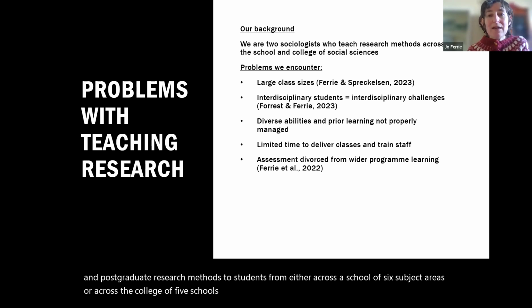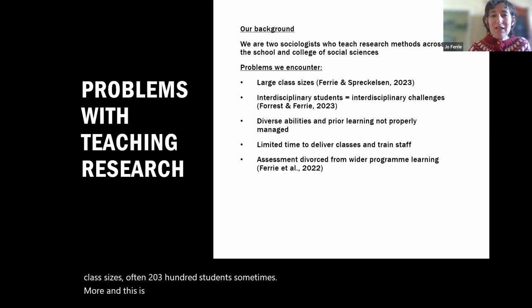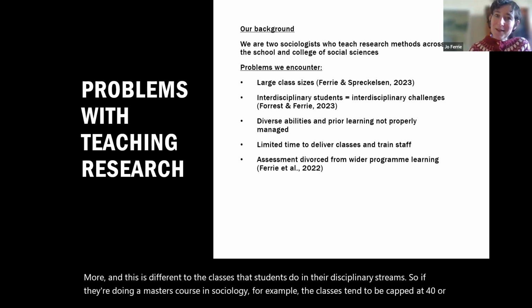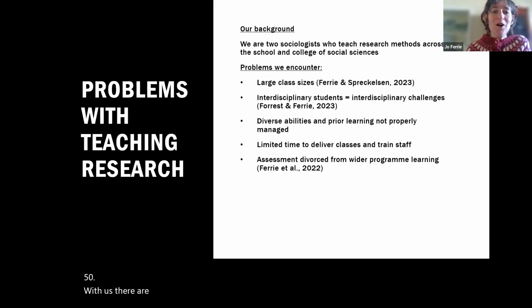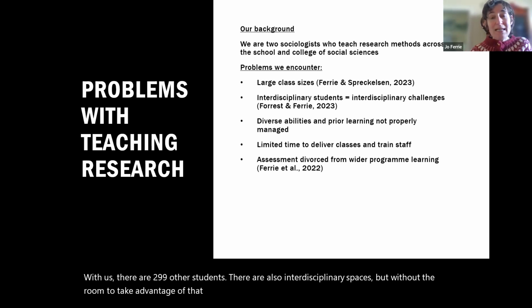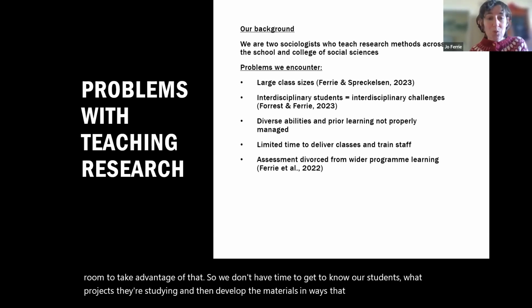In terms of the problems we encounter, we have very large class sizes, often 200, 300 students, sometimes more. And this is different to the classes that students do in their disciplinary streams. So if they're doing a master's course in sociology, for example, the classes tend to be capped at 40 or 50. With us, there are 299 other students. There are also interdisciplinary spaces, but without the room to take advantage of that. So we don't have time to get to know our students, what projects they're studying, and then develop the materials in ways that engage them, that connect with them.